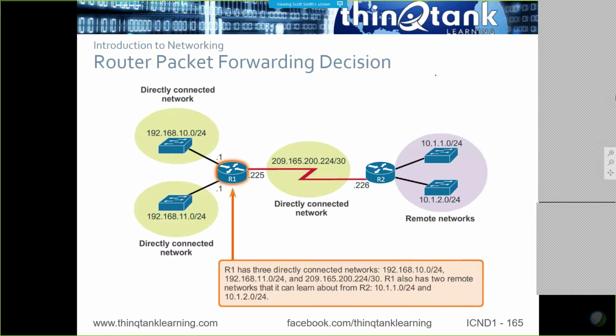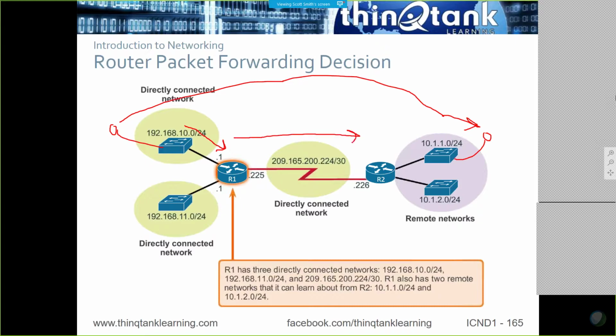So let's say, for example, I've got a PC over here on the 10 subnet. So here's my PC on the 10 subnet. I've got a PC over here on the 10.1.1 subnet. If this PC wants to talk to this PC, the goal of this router is to be able to take that packet from that host on the 10 subnet and send it along towards its destination. You guys agree with that?